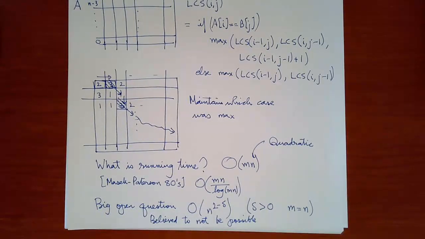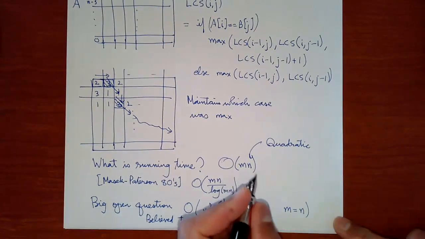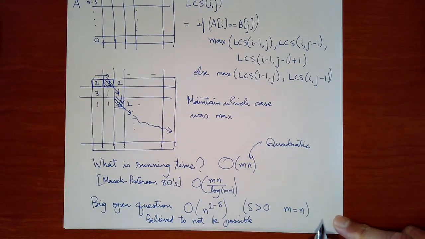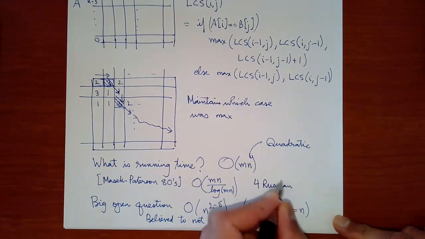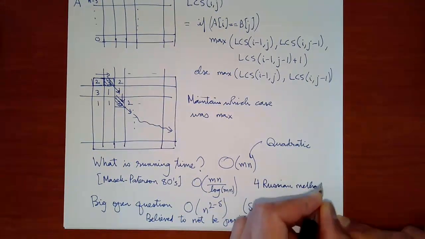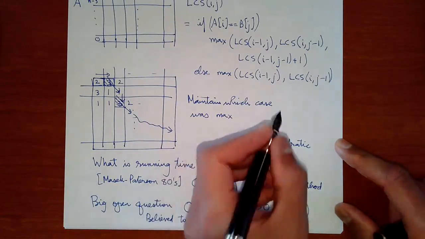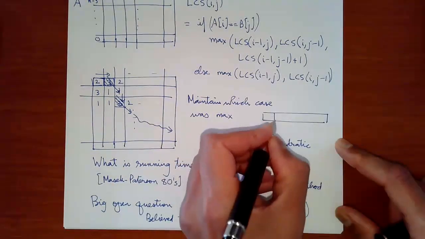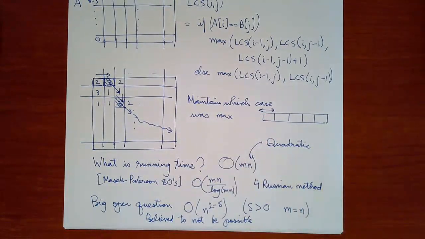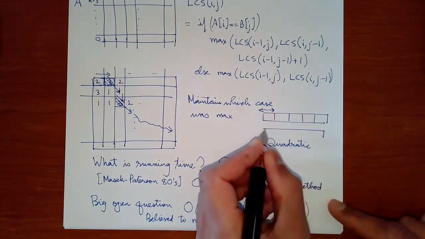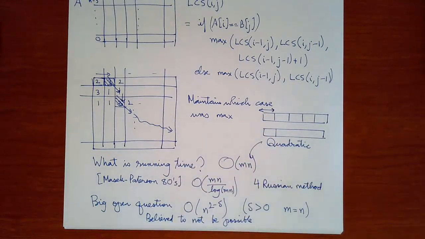In practice, this doesn't work that well, but it's well-known. I believe this is called the four Russians method. It's a standard thing where you take your string and break it up into chunks, so that in some sense you think of each chunk as one character, and then you run some sort of LCS on top of it.